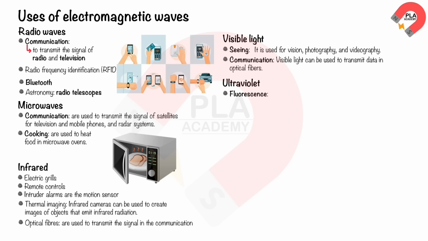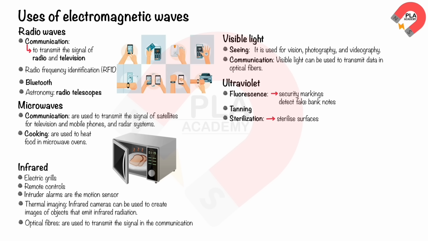Ultraviolet. Fluorescence. Some substances glow when they are exposed to ultraviolet light. This can be used to create security markings and detect fake bank notes. Tanning. Ultraviolet light from the sun can cause tanning. It can also cause skin cancer.